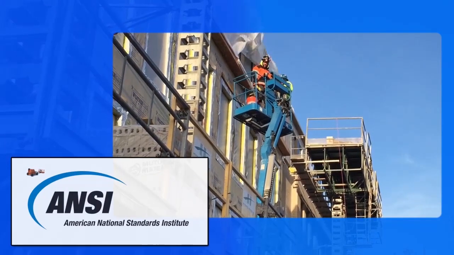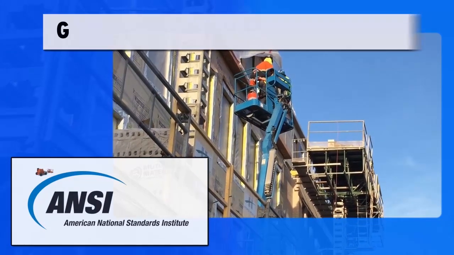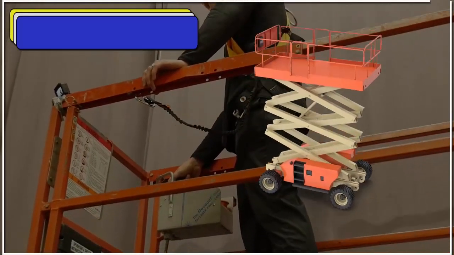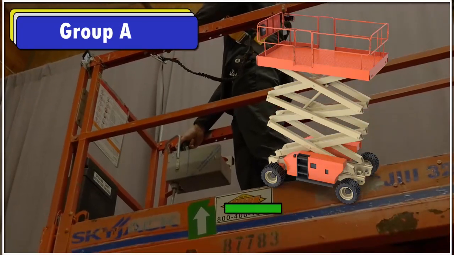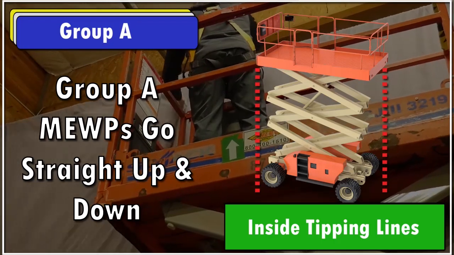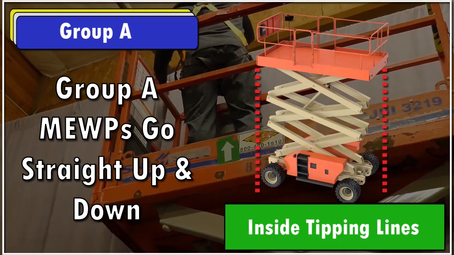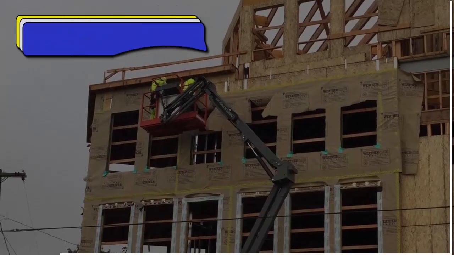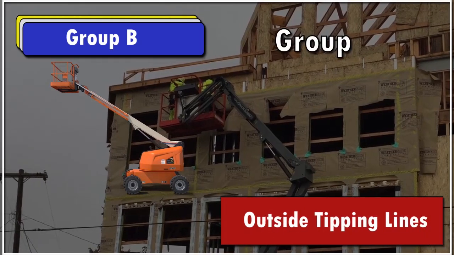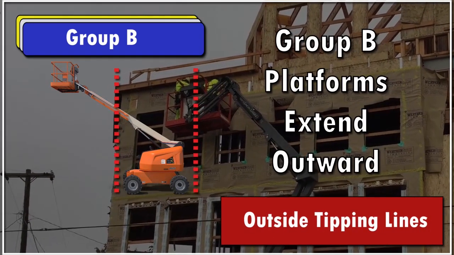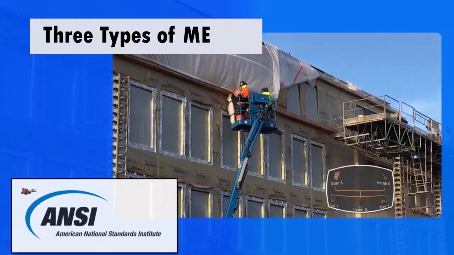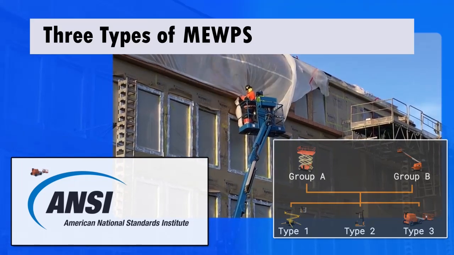The American National Standards Institute classifies aerial lifts, or mobile elevated work platforms, into two groups. Group A consists of mobile work platforms that move vertically, but stay within the tipping lines of the machine. Scissor lifts are an example of Group A mobile work platforms. Group B consists of aerial lifts where the platform extends past the machine's chassis. A standard boom lift is an example of a Group B mobile elevated work platform. Each group is divided into three types.